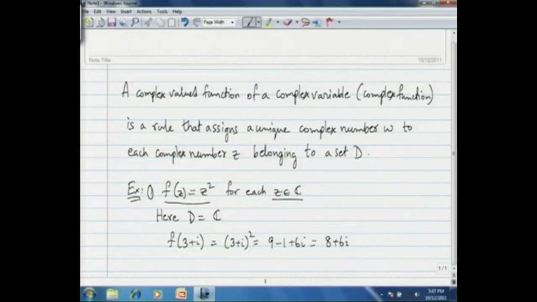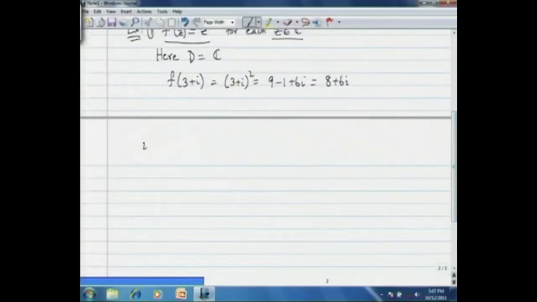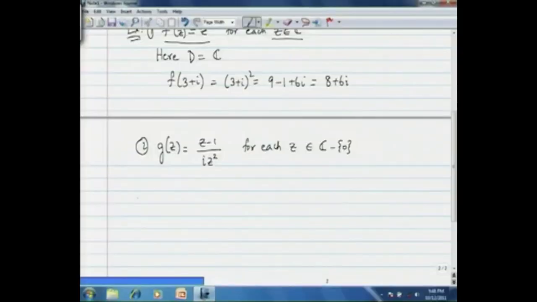Another example can look like g of z equals z minus 1 divided by i z squared, where this rule is for each z in C minus the set 0. So if you remove the 0 in the complex plane, then this rule g tells you what to do with any given number z in the complex plane minus 0. Okay. So this is another example of a function.